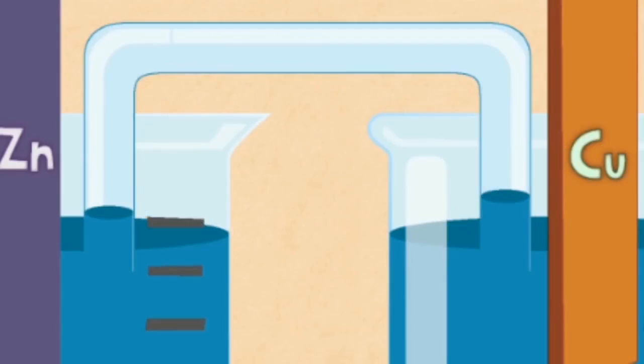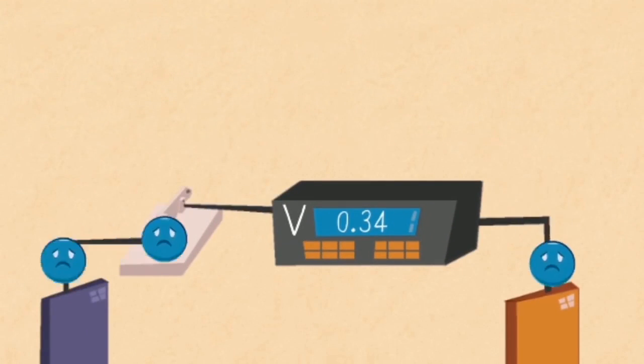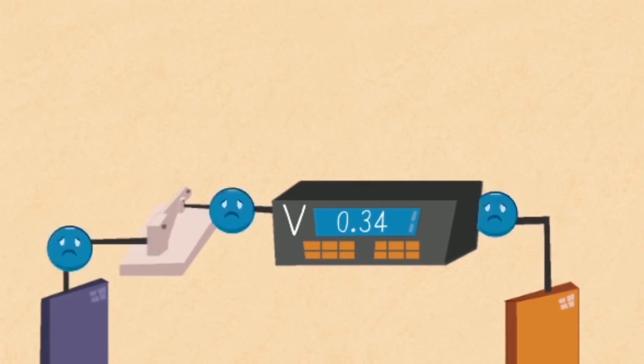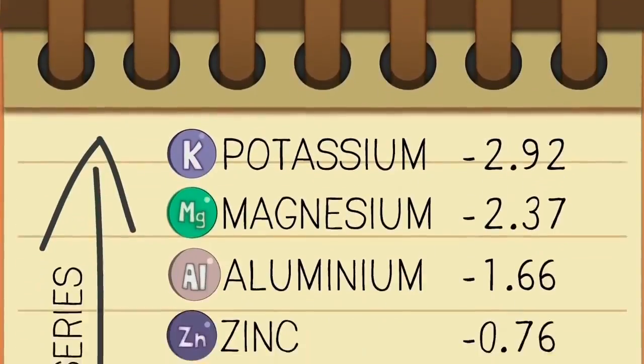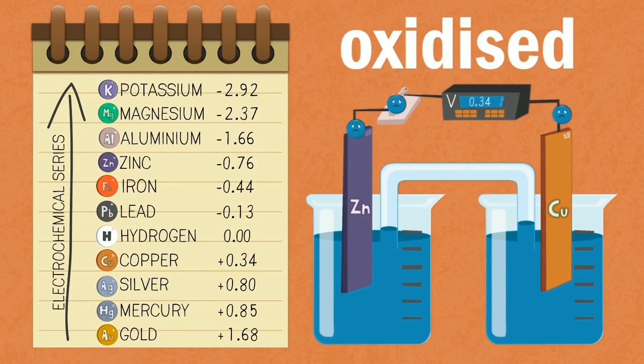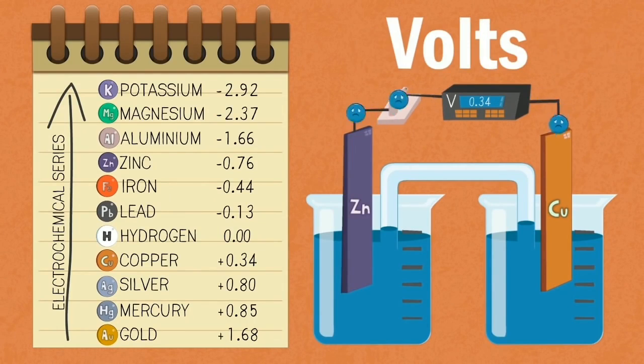the cell. Electrons flow along the wire from the metal higher in the electrochemical series to the metal lower down the series. Electropotentials are arranged in the substance's ability to donate its electrons, that is, how easily they are oxidized. All of the values are measured in volts.